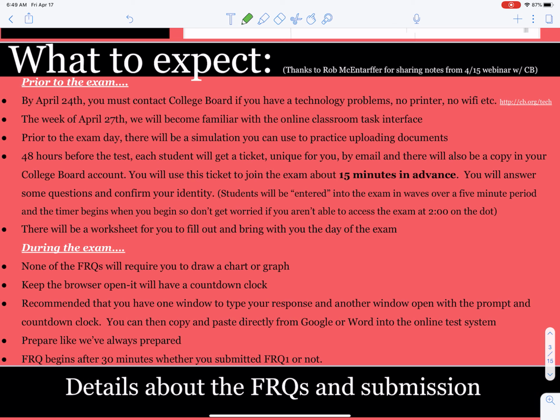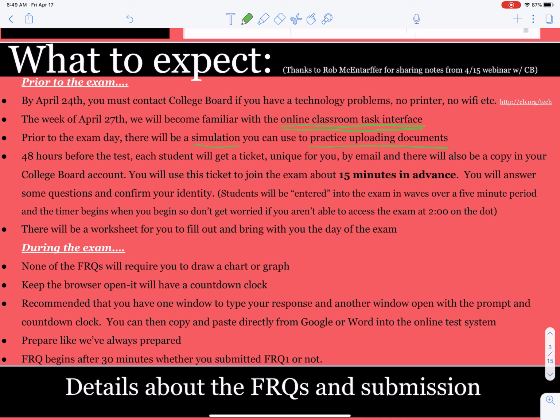Okay, so then also by the week of the 27th, we are going to find out more information and become familiar with what it's actually going to look like. The online classroom task interface is what it's called. And we're going to get to see what it's going to look like the day of the exam, so that there's no surprises. So there will also be an opportunity for a simulation, so you can practice uploading the documents.